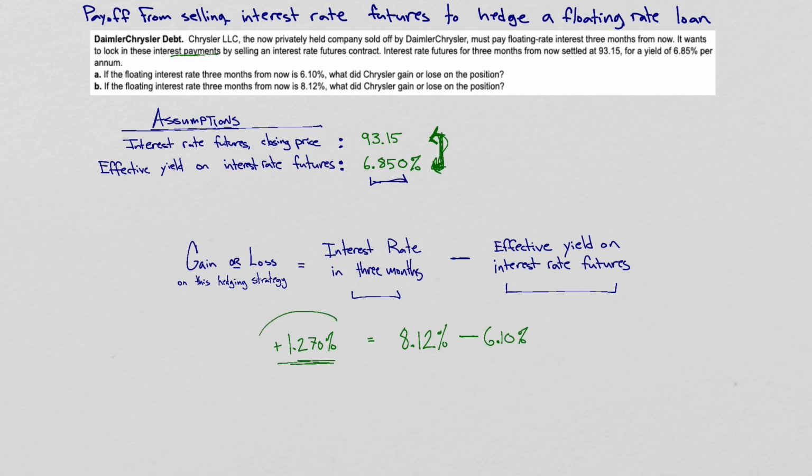And because this is a hedge, we take this gain and use it to offset our higher cost of borrowing in this scenario, where LIBOR, or whatever benchmark, has crept up from 6.1% now to 8.12%. So the whole point is to make sure that your gains or losses on the futures contract offset the gains or losses on your underlying floating rate loan.